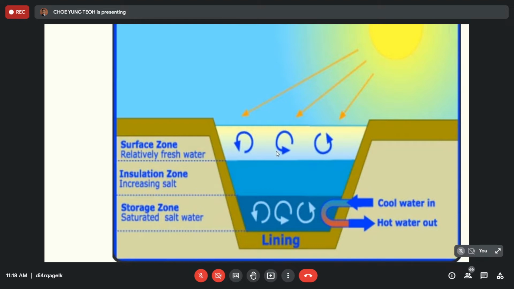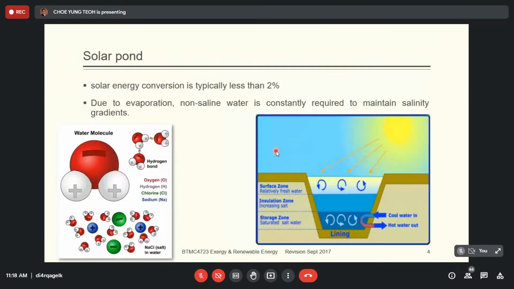So in this case, we can achieve a high temperature at the bottom, up to 90 degrees Celsius at the bottom part of the pond, and on the top it's just normal, around 30 degrees. So we can see that it is able to trap the heat under the pond.